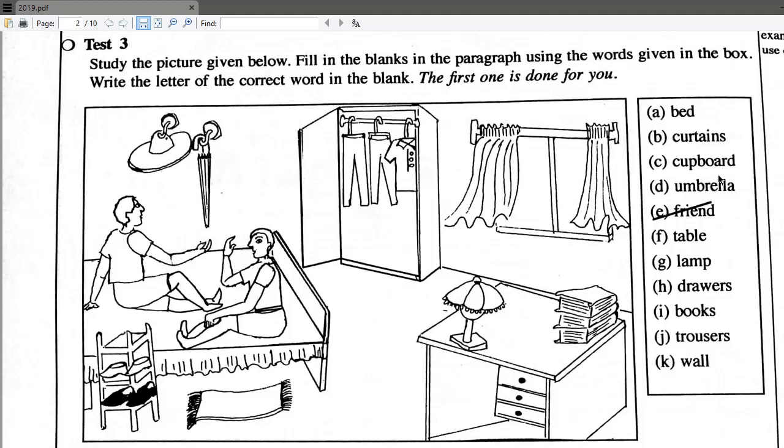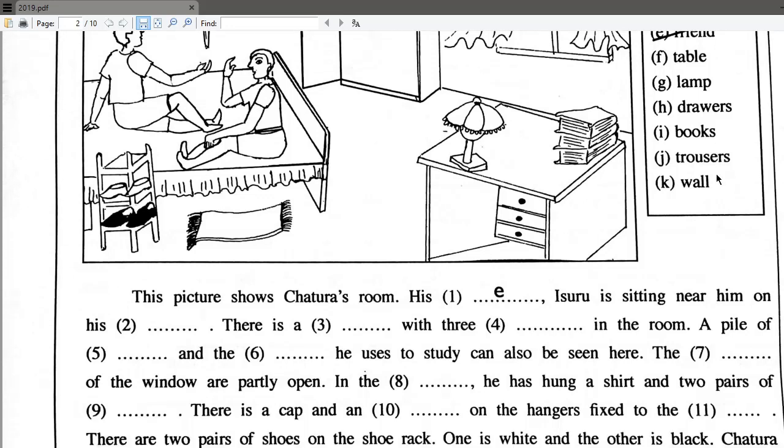Suppose you like to write the word cupboard. That is your focus. You are going to write cupboard. But do you have enough space to write cupboard in this particular blank? For example, let's say the answer to number 5 is a pile of books. Okay? And let's suppose that you have quite bigger handwriting. Can you write books here? Yes, you can write books there.